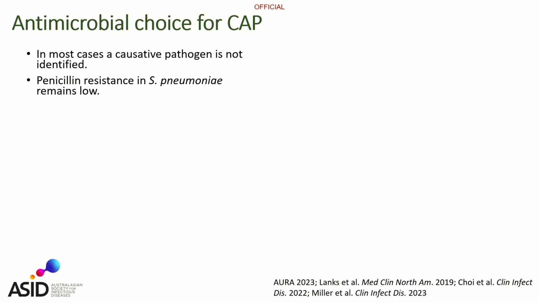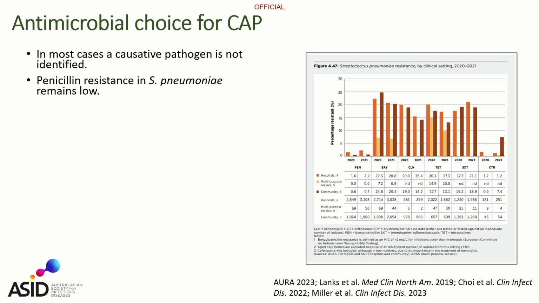Then, once you've worked out your location of care, the severity assessment, that then guides the antimicrobial choice. Well, I've talked a lot about directed therapy. In most cases of community-acquired pneumonia, a causative pathogen is not identified and the therapy is entirely empirical. For low and moderate severity community-acquired pneumonia, the target is the most common bacterial cause, which is Streptococcus pneumoniae.